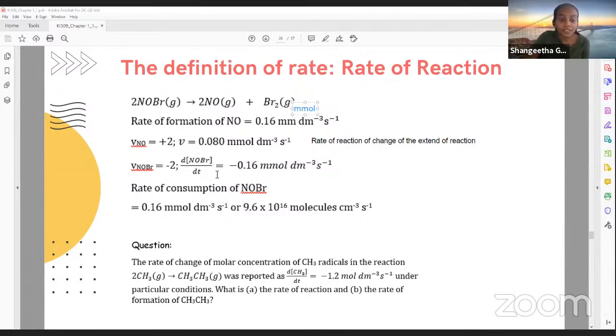However, the rate of consumption of NOBr is still this, because it is similar to the instantaneous rate. You are not actually comparing between the two. So if the rate of formation is 0.16, the rate of consumption of NOBr will also be 0.16 because the ratio is 2 to 2. So the rate of formation will be the same as the rate of consumption. You can either give your answer in millimole per dm cube per second, or if the question asks for the number of molecules, then you have to use your Avogadro number.